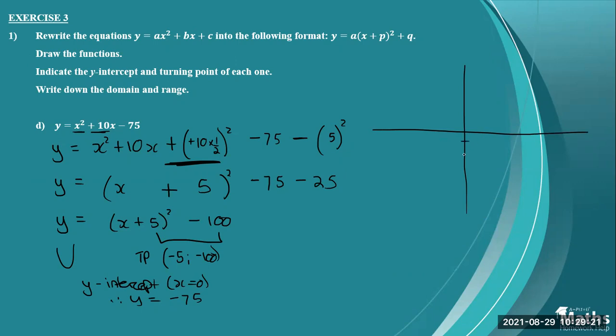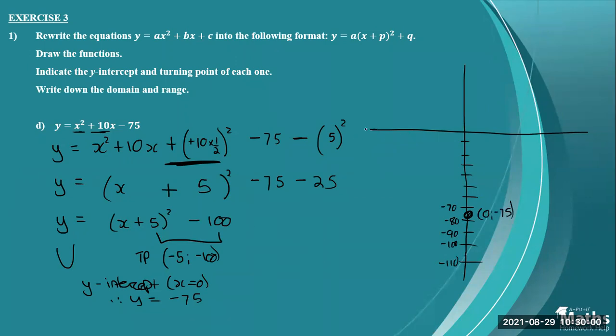Okay, so this would be negative 10, 20, 30, 40, 50, 60, 70, 80, 90, 100, 110. The y-intercept then is negative 70, so that's 10, 20, 30, 40, 50, 60, 70, negative 80, negative 90, negative 100, negative 110. So the y-intercept then will cut there, and let's write it down because they say indicate. So you write there 0 and negative 75.